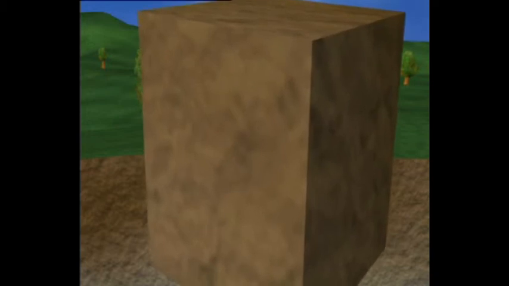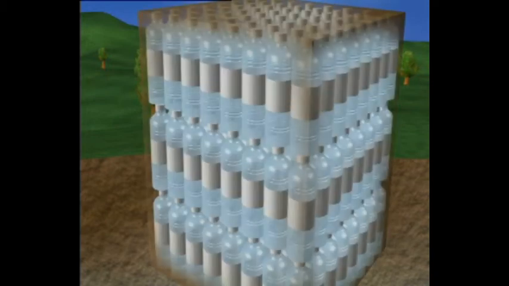The percentage of the rock that's made up of spaces is known as the rock's porosity. The porosity of sandstone can be 20% or more, which means that a cubic metre of rock, say the size of a large fridge, can absorb 200 or more litres of water.